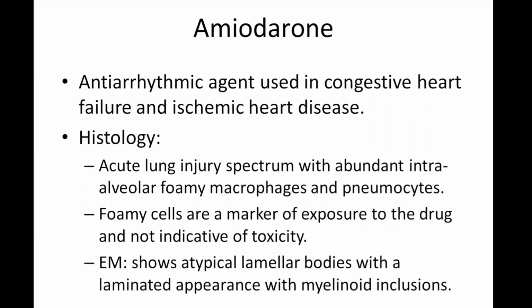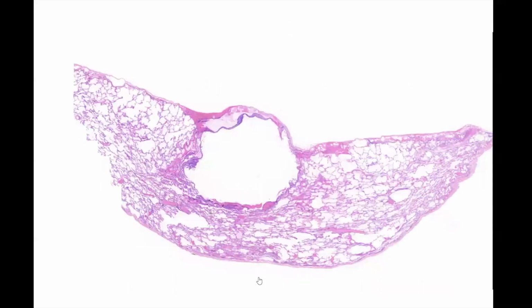There is also a characteristic EM feature, where they show atypical lamellar bodies that have a laminated appearance with myelinoid inclusions. I bring this up because the appearance of amiodarone is very similar to the case we saw with the vaping-induced lung injury, with these foamy macrophages as well as pneumocytes. That suggests there could be a similar process going on with issues with the surfactant, which is actually what's causing these atypical lamellar bodies. Great, okay, so let's keep forging ahead.